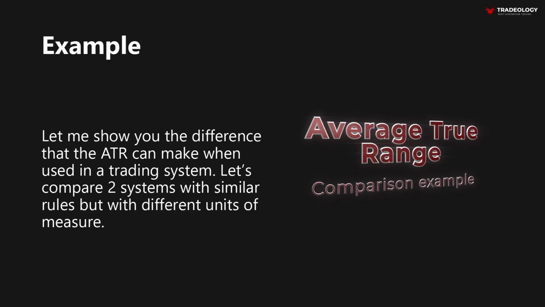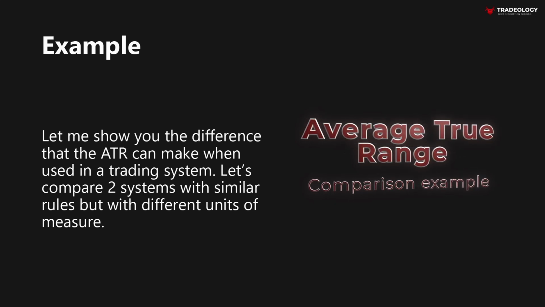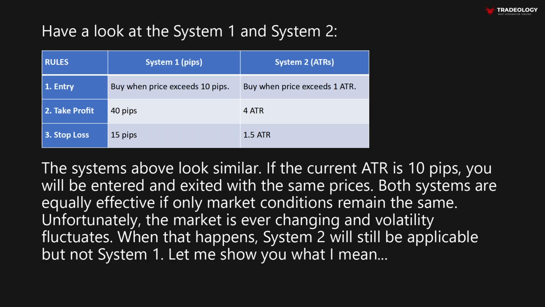Now, let me show you the difference between the ATR when used in a trading system. Let's compare two systems with similar rules but with different units of measure. Have a look at system 1 and 2 on the image. The systems above look similar. If the current ATR is 10 pips, you will be entered and exited with the same prices. Both systems are equally effective if only market conditions remain the same.